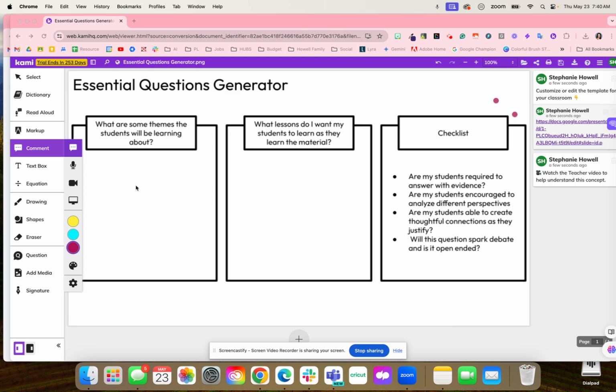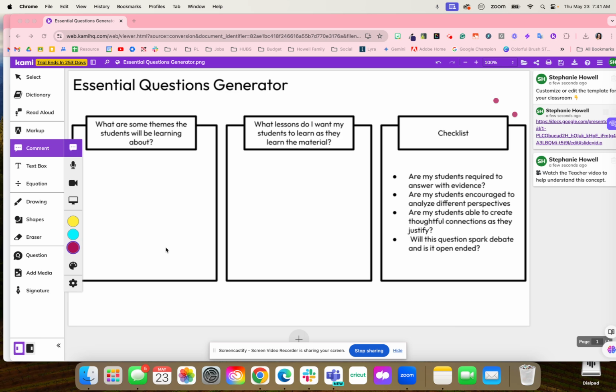So, the first one is, what are some themes the students are learning about? If you're learning about a book, you're going to think about what those themes are that students are going to be learning about in that book. Or if you're learning about science, what are those themes, right? Then you're going to think about what lesson do I want my students to learn as they learn this material?